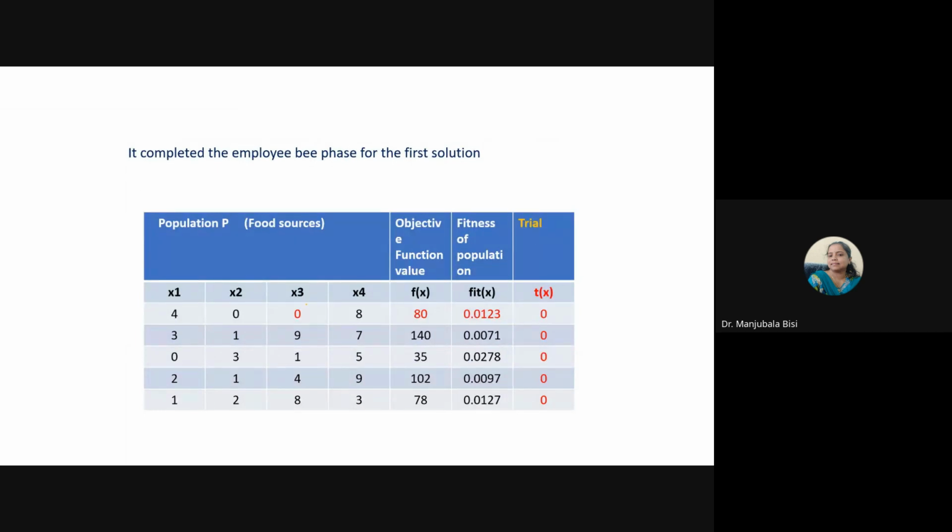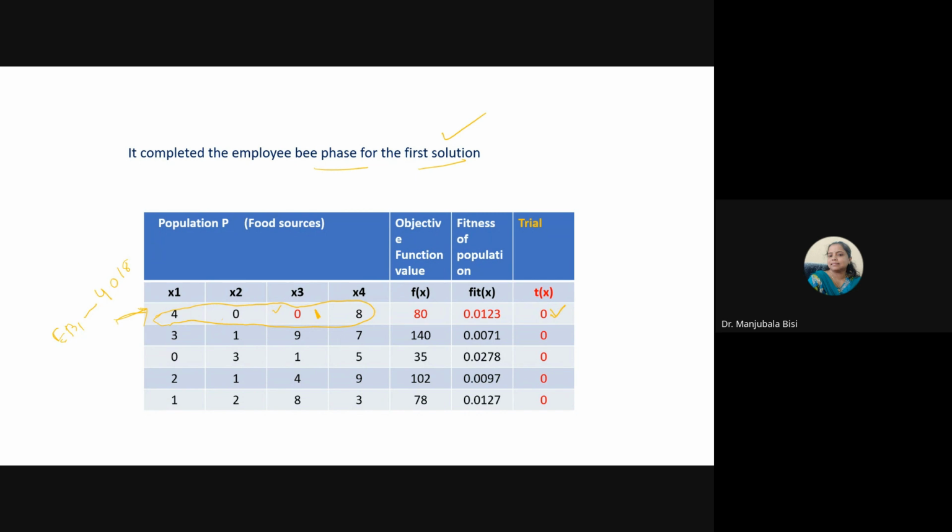So if you remember, its previous value was 1, right? So after performing the employee B phase, this value is 0. And this trial counter is set to 0 because it was initially 0. So we have set it to 0 again. This is the employee output of the employee B phase after applying it to solution 1. That means EB1, employee B1, tried to modify the first solution 4018 and it was able to get a better solution, that is 4008. So with this, it completed the employee B phase for the first solution.